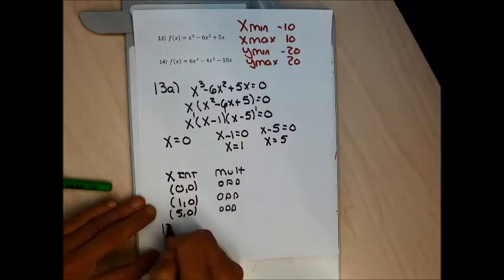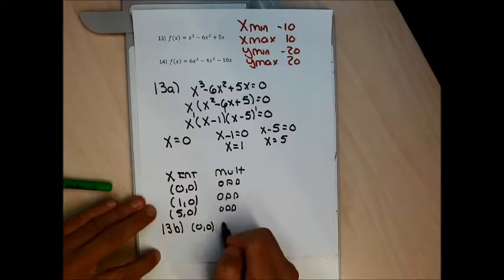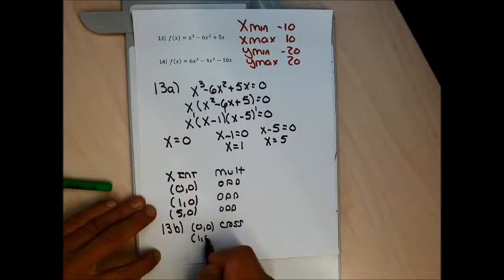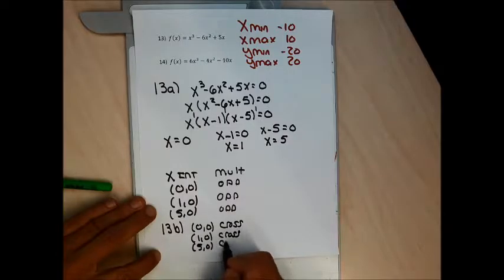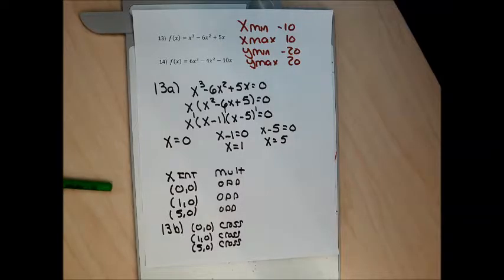For part B, whether it crosses or touches: at (0, 0), because it has odd multiplicity, it's going to cross. At (1, 0), because it has odd multiplicity, it's going to cross. And at (5, 0), because it has odd multiplicity, it's going to cross. All right.